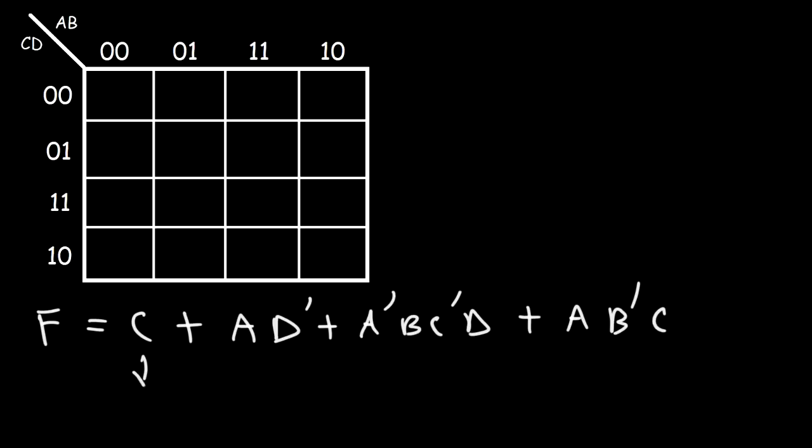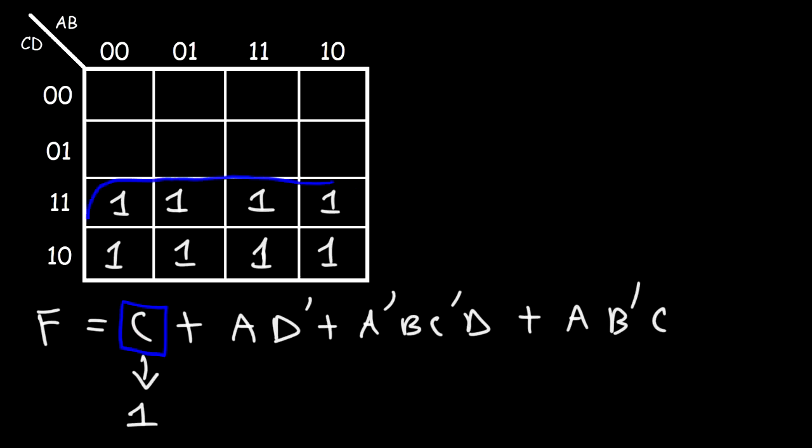So let's start with the letter C. So since we have C and not the complement of C, it's just going to be 1. C is 1 in this region. So that's anywhere in the last two rows. So we're going to have to put a 1 in all of those rows, in those two rows. So I'm going to color code this group of 8 ones.